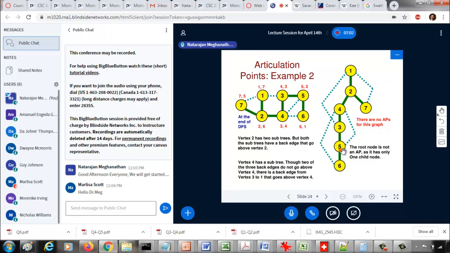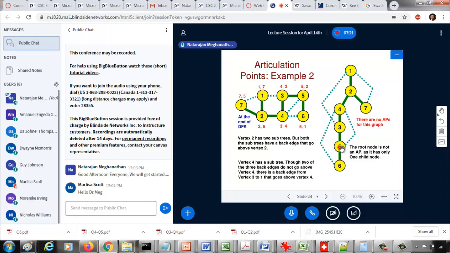Now in the case of 5, you have one subtree just involving 6, and there is one back edge that goes from 6 to something above 5. So again 5 is not an articulation point. So basically in this graph none of the vertices are articulation points.